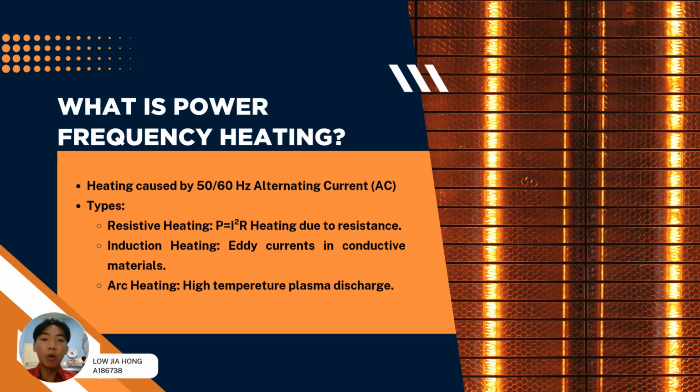There are three types of power frequency heating. The first type is resistive heating, also known as Joule heating. We have seen this in electric stoves, where the current passes through a resistive material, releasing heat as P equals I squared R. It is simple, however, there are some limitations as Joule heating is limited to lower temperatures. So this is ideal for our cooking and heating up our cooking utensils to boil some soups.